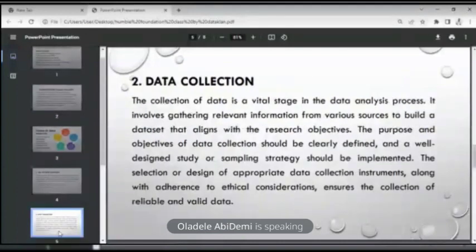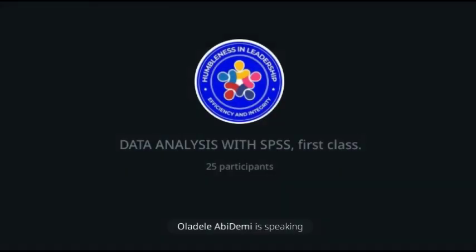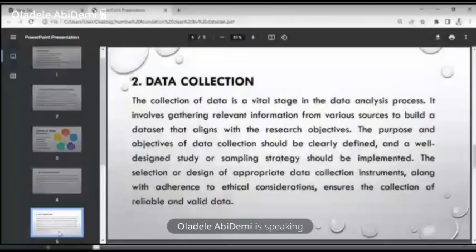Now, after we have been able to ask the right question about what we want for our potential client or for our clients, that is when we're going to be able to collect the right data. Now, I said the collection of data is a vital stage in the data analysis process. It involves gathering relevant information from various sources to build a data set that aligns with the research objective. If the research objective is not clearly defined, then the data set you are going to be collecting is not going to be clearly defined. Now, the purpose and objective of data collection should be clearly defined, and a well-designed study or sampling strategy should be implemented.